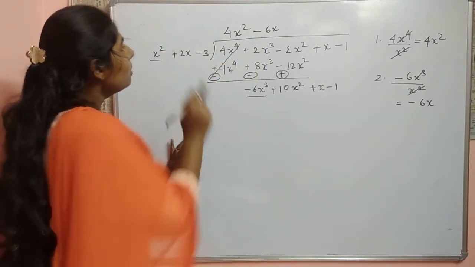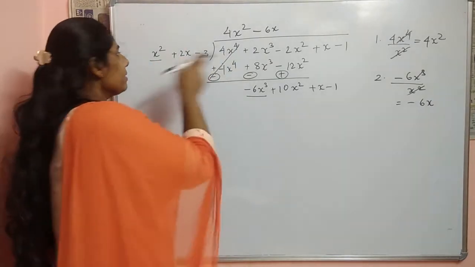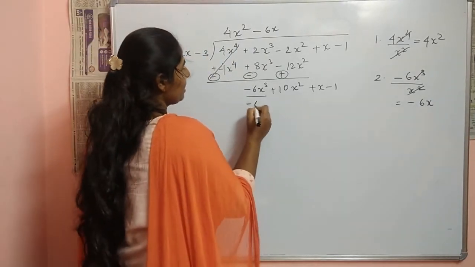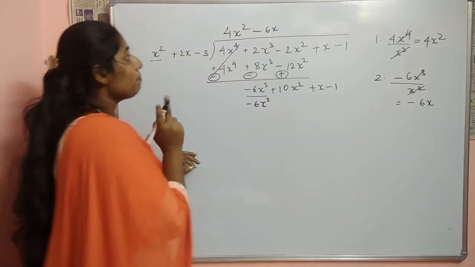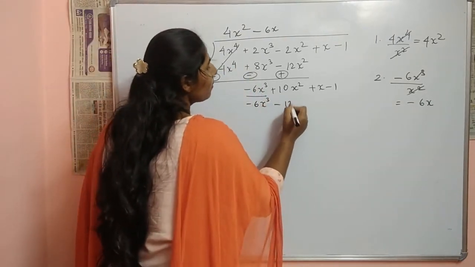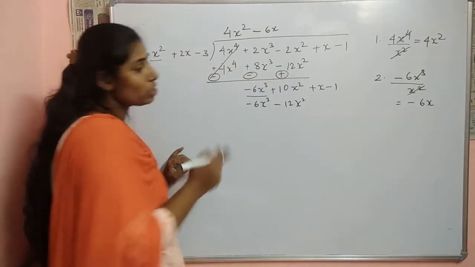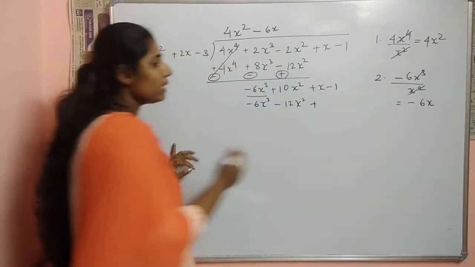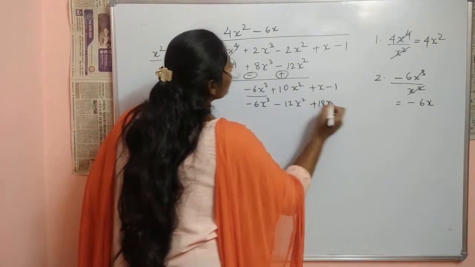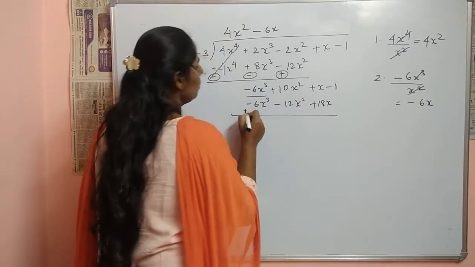Okay. Now this minus 6 will be multiplied to each term of the divisor. So minus 6 into x square you will get minus 6x cube. Minus 6 into plus 2x will get minus 12x square. Okay. Minus 6 into minus 3, minus into minus is plus, 6 into 3 will give you 18x. Now we will change the sign.